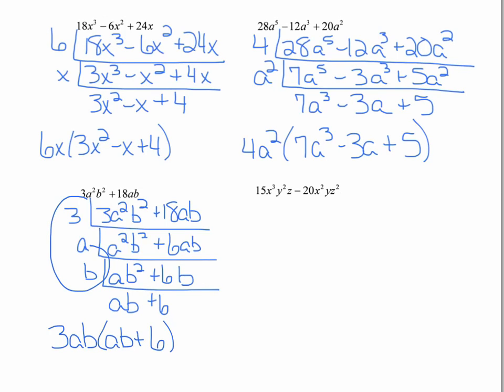Remember, you can always check this. 3ab times ab is 3a squared b squared. 3ab times 6 is 18ab. Okay? So you use what we just did there, and you try it on this one that has x's and y's and z's.